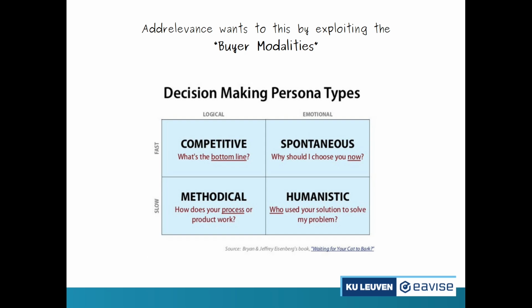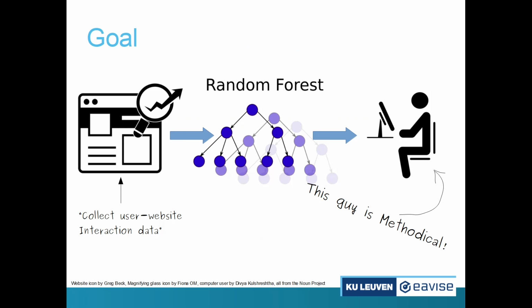For example, say you want to buy a new car, then the humanistic profile will be very interested to know what current owners think of your car, whilst the competitive profile will want to know how much faster than the competition it goes. So the general setup is the following. We want to collect user website statistics and then use this data to train a predictive model that assigns a profile to each user on your website. As predictive model, we went with a random forest.